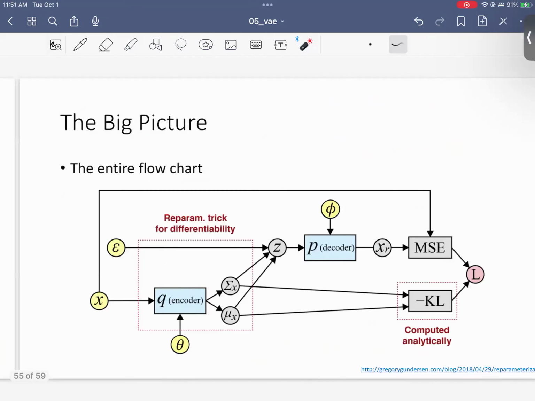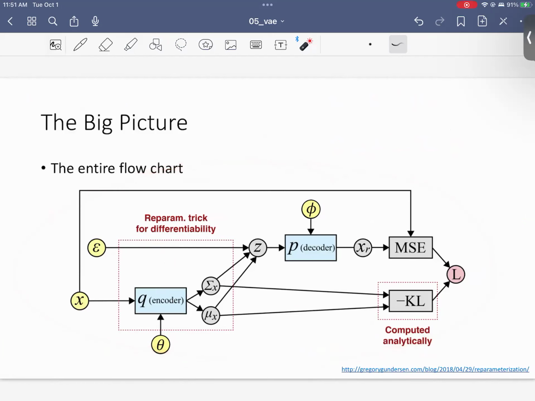So now in the big picture here, this is the whole flow where you have the input sample going into the encoder, which is controlled by the parameter theta. It'll give you a mu and sigma.